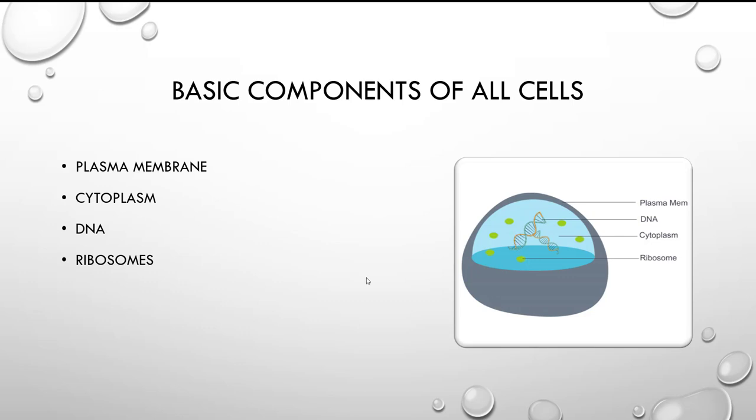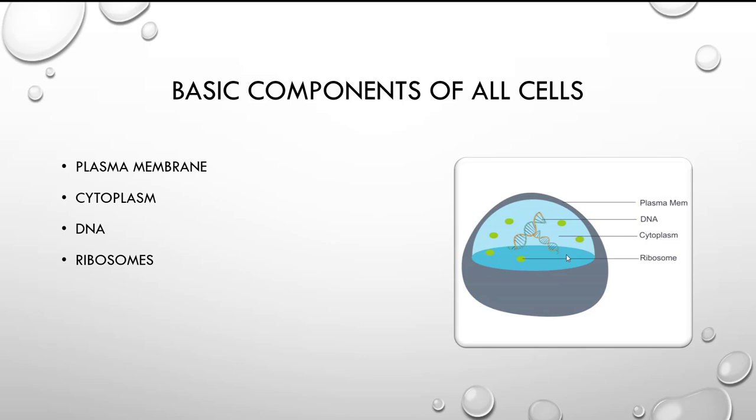And then finally, all cells contain ribosomes. Ribosomes are little protein factories. They are important in making proteins, which our cells need, as proteins are the building blocks of life. So our cells need them to survive. These are the four basic components of all cells.